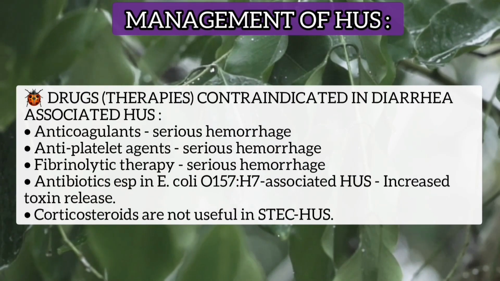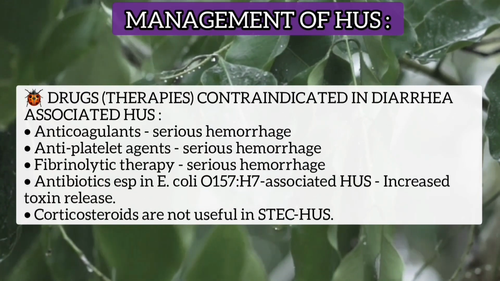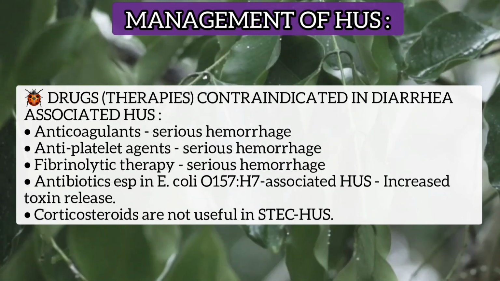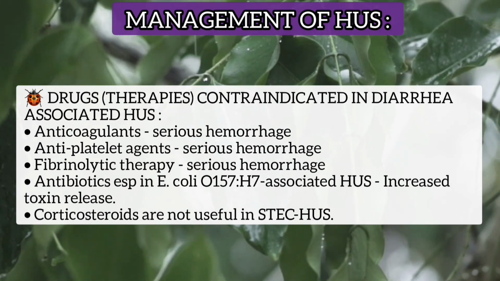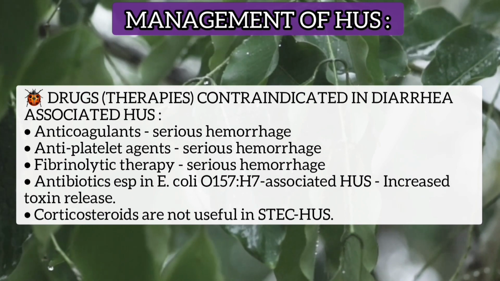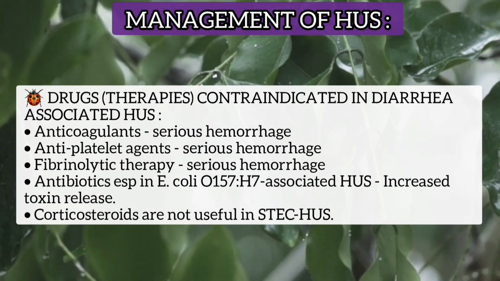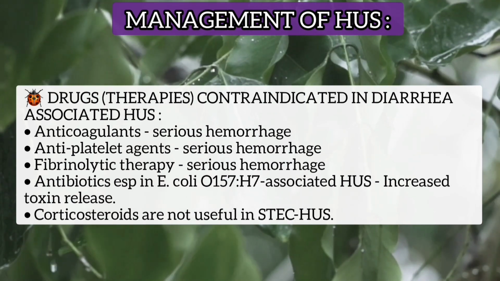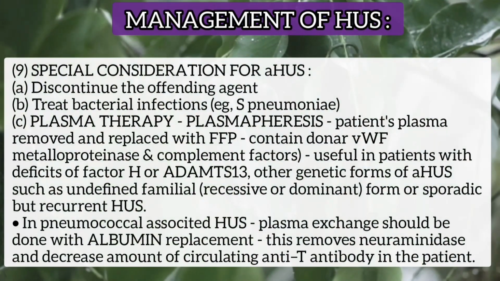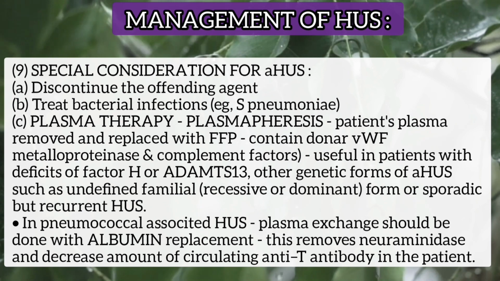Now, here I would like to mention the drugs which are contraindicated in diarrhea-associated hemolytic uremic syndrome. These include anticoagulants, antiplatelet agents, fibrinolytic therapy, antibiotics, and also corticosteroids are not useful. Now, some special consideration for atypical hemolytic uremic syndrome.